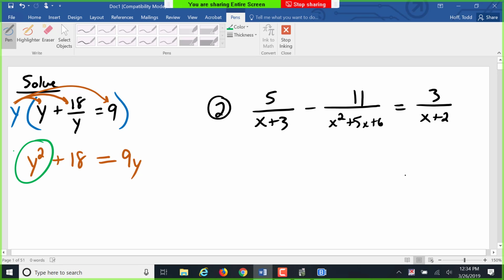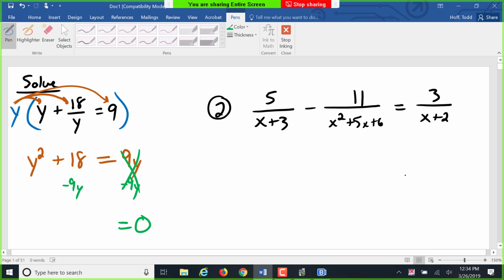Our y squared is on the left side, and it's already positive, so we're going to leave it right where it is. It means we're moving everything else over to it. So we're going to empty the other side of the equation. That's simply a 9y, so we're going to subtract 9y. So that's gone over there. It's 0 on the right side now.